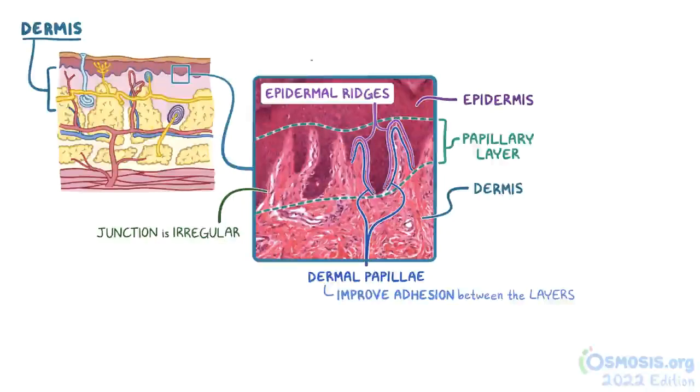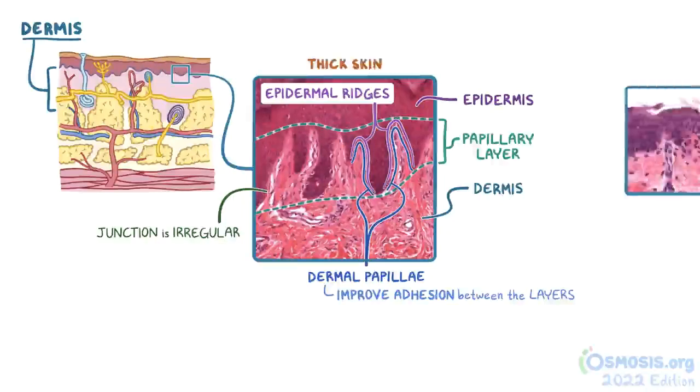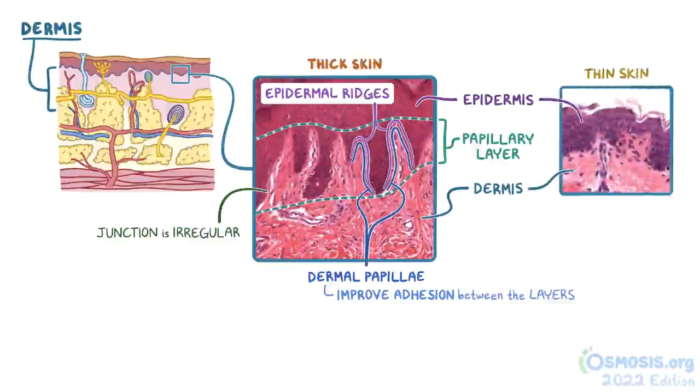This image is from thick skin. If we compare it to thin skin at the same magnification, the dermal papillae in the thin skin are noticeably smaller, which makes the papillary layer thinner as well.